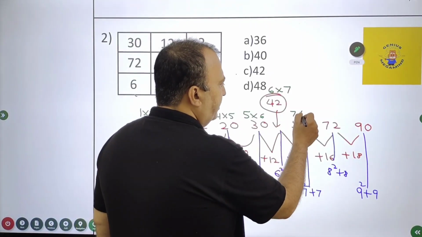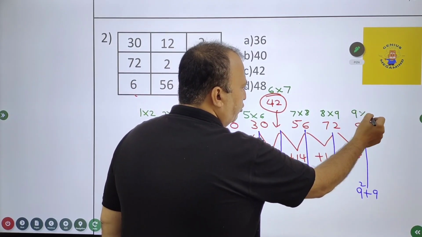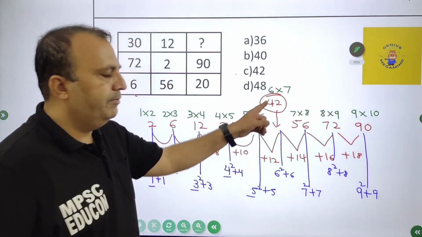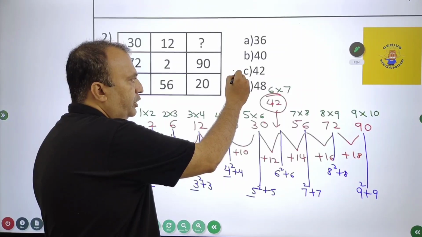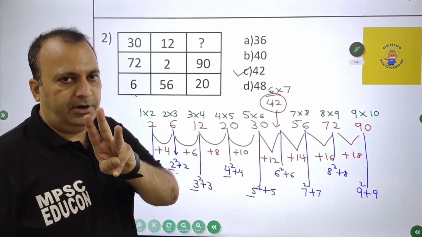Then this will be 7 into 8. This will be 8 into 9. And this will be 9 into 10. So again, I am getting the same answer. That is 42, which is option number C. So I solved this question by 3 different methods.